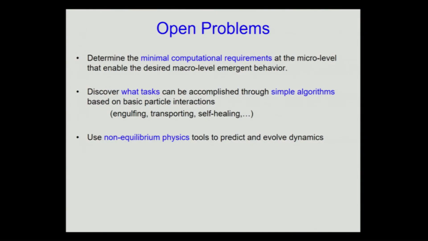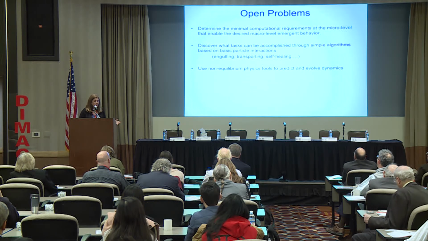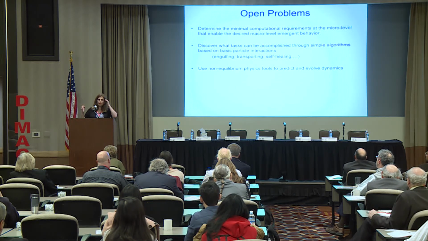So the second is discovering what tasks could be accomplished. So I showed you a whole bunch. I showed you separation and alignment. And the point is, for all of these, we really started with statistical physics models where we could rigorously prove things, okay? And, you know, we sort of have to get away from that a little bit to really understand the full potential of what this kind of programming can do. And finally, use non-equilibrium physics tools. So in these systems, the robots are driven. The moves are not really reversible, so we really need a lot of new mathematics to understand what's going on.